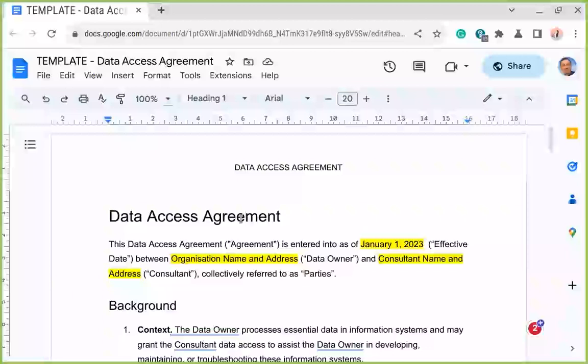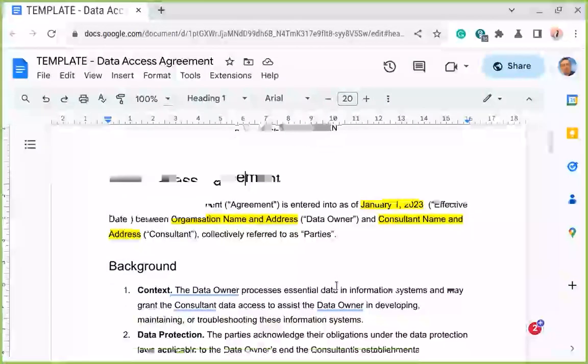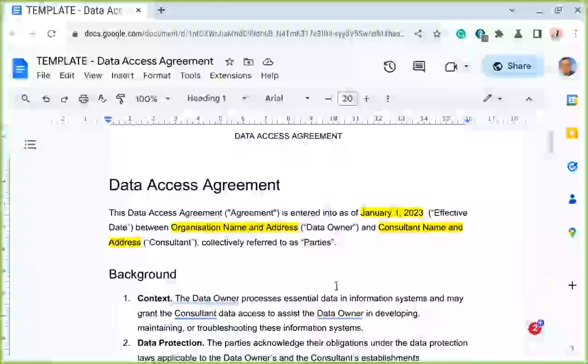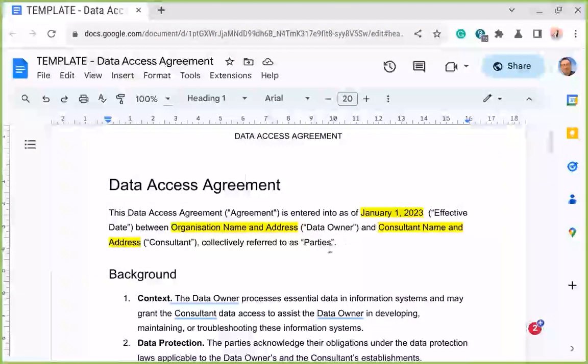We highlighted with the yellow things that you clearly want to change in your case, but I suggest to go through this agreement and to see what it tells. In the last weeks, I've got several requests about it, and I think it's worth looking into. So this is a data access agreement between some organization and the consultant in the broad sense.